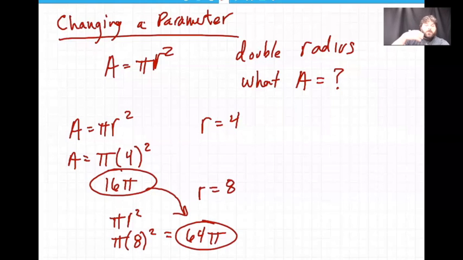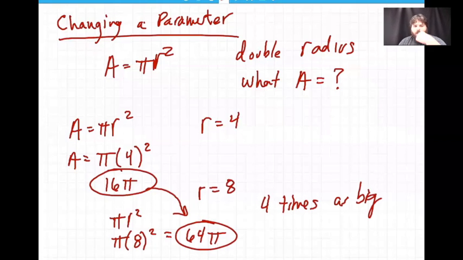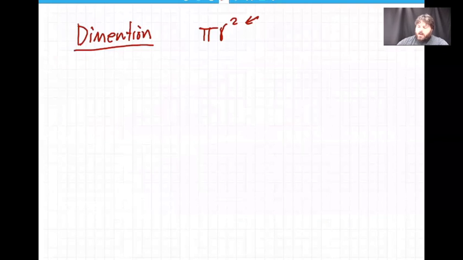How did that change? The 16, if it doubled, would be 32. It didn't double. It multiplied by 4. This is 4 times as big. So how does that work? Is there an easy way to look at a formula and know how this works? Well, there is. It's all about dimension. That radius squared in that formula is a second dimension. It has a power of 2, that exponent there. That means it's going to double twice. So when you double something that's squared, you're going to double it twice. It's going to be 4 times as big.